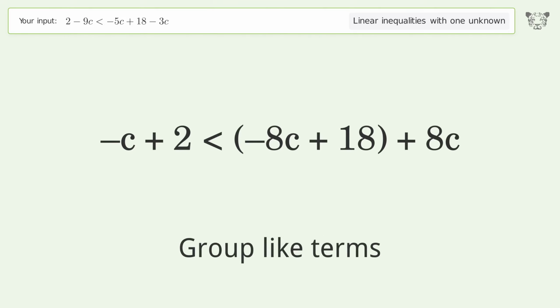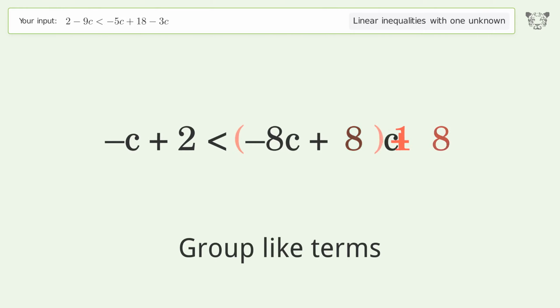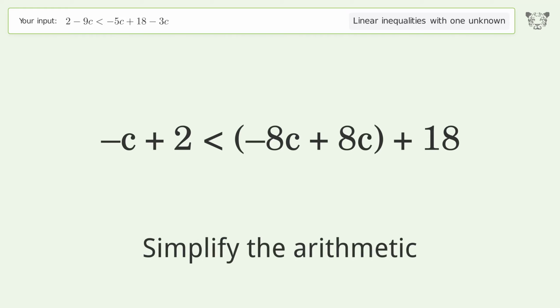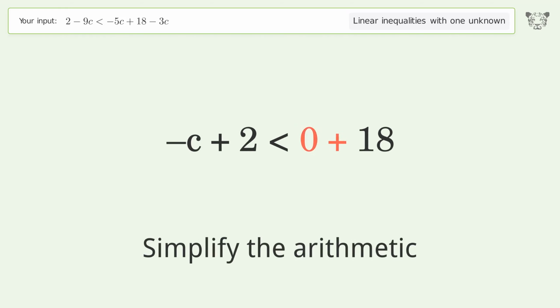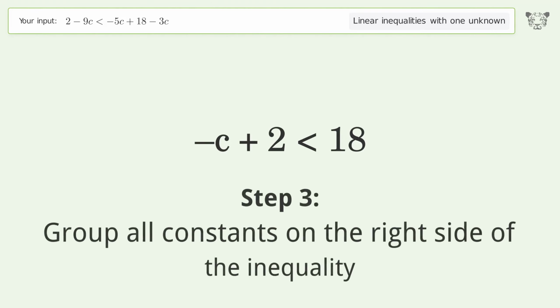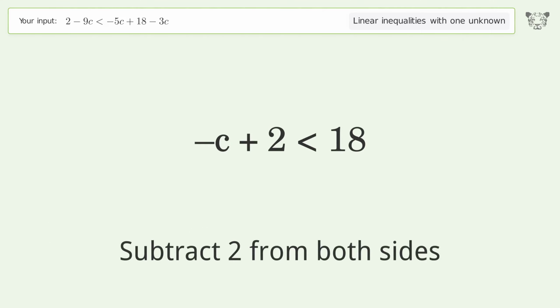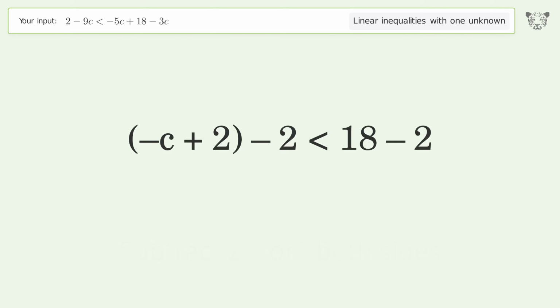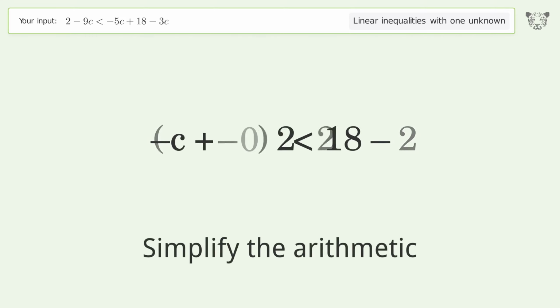Group like terms. Simplify the arithmetic. Group all constants on the right side of the inequality. Subtract 2 from both sides. Simplify the arithmetic.